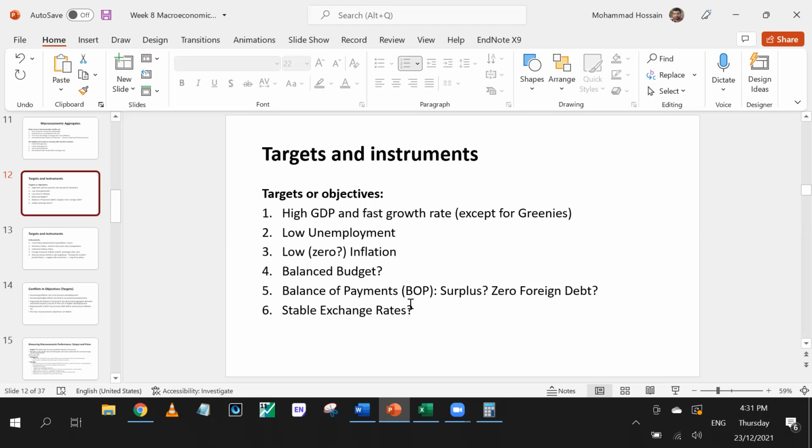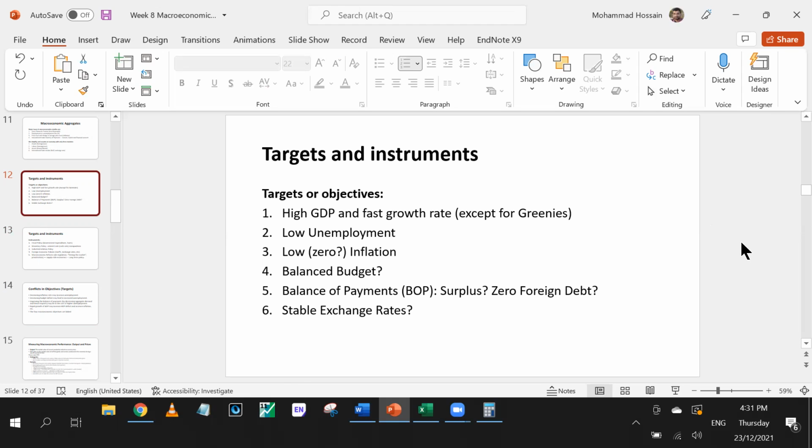What is balance of payment? It is your transactions with other countries. That's called balance of payment. We'll talk about it in the balance of payment chapter. Okay. And a stable exchange rate. These are the 6 objectives we always try to maintain.